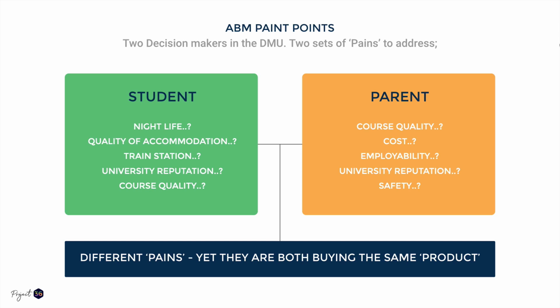Could I get home quickly? Can I get on the train? Actually, what do my mates think of this university? Is it good? Do they want to come and stay? Are they going to think I've gone to a good place? And lastly, what is the course quality?